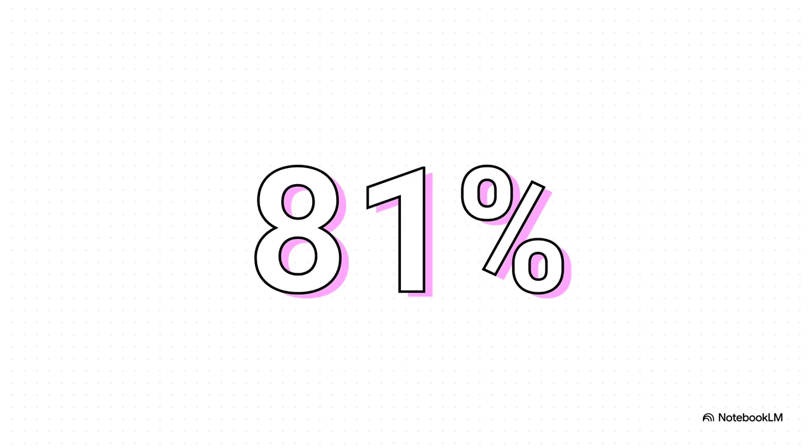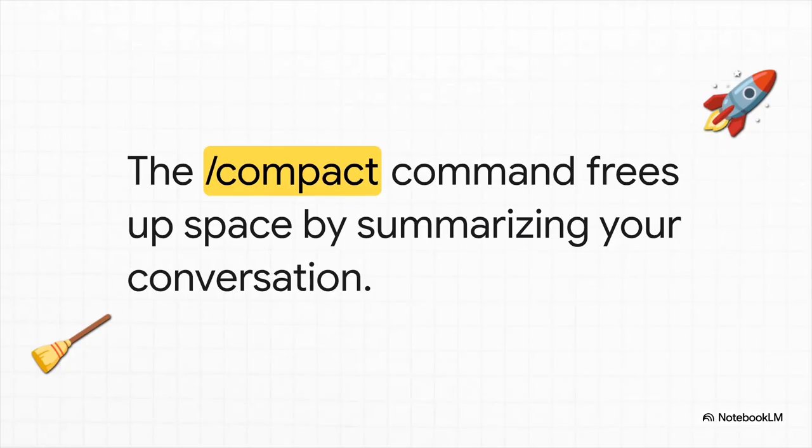Every single time you type a new message, the AI has to reread that entire massive history again just to understand what's going on. It's literally like rereading an entire book just so you can write the next sentence. This drastically slows the AI down and, crucially, wastes your daily token limit, which basically means you're just throwing money away. So how do we fix that?